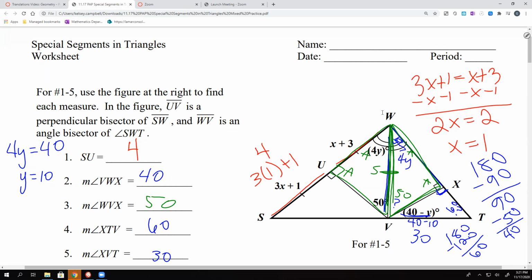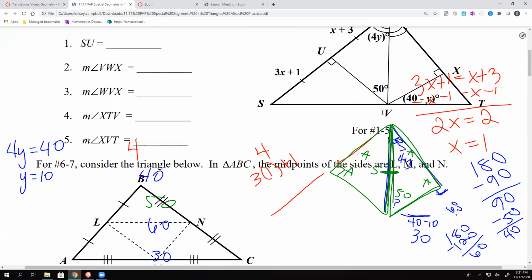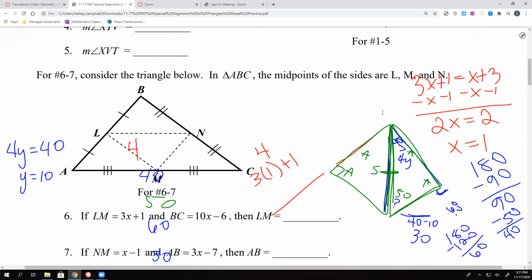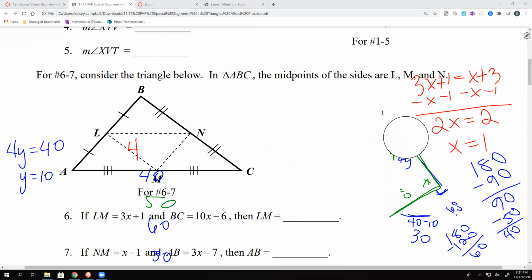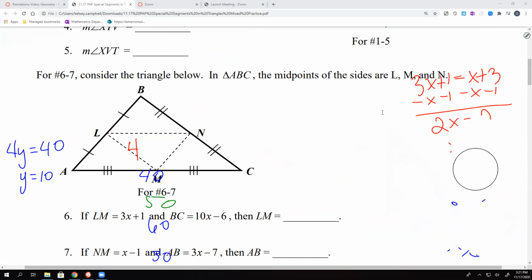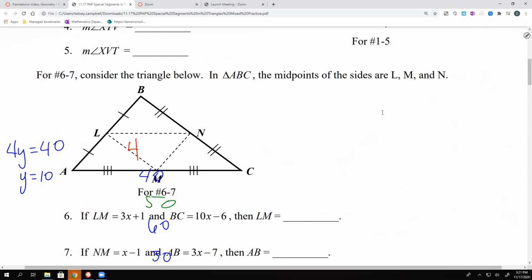Okay. All right, so let's go on. Now, I'm not going to solve every single one of these with you, but we'll set them up. We're not going to finish it today. All right, let's do number 6 together.